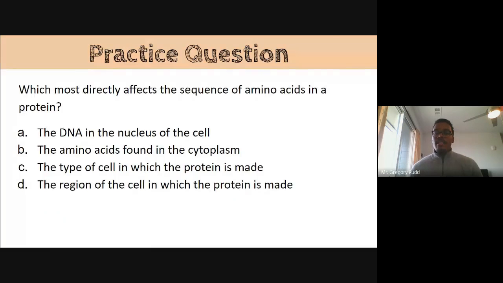And I want you guys to answer in the chat. The question here is, which most directly affects the sequence of amino acids in a protein? Is it A, the DNA in the nucleus of the cell? B, the amino acids found in the cytoplasm? C, the type of cell in which the protein is made? Or D, the region of the cell in which the protein is made? Which most directly affects the sequence of amino acids in a protein?